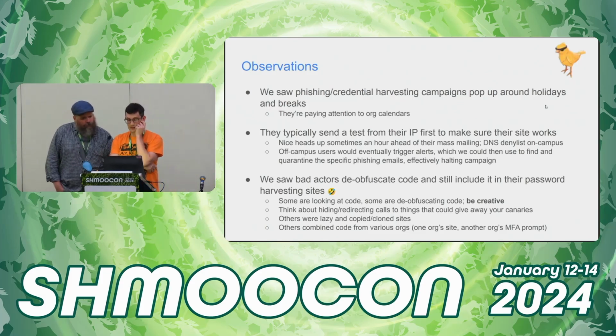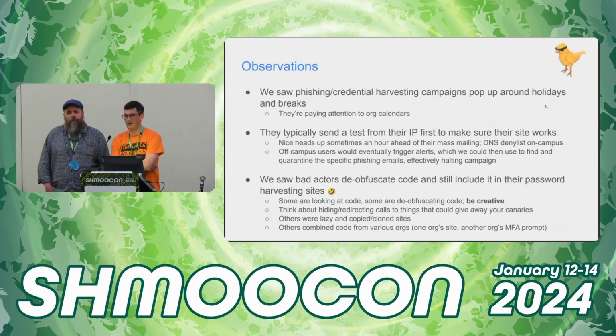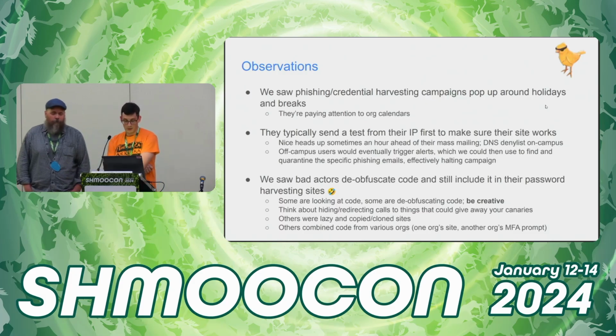Some more interesting stuff. We saw bad actors actually de-obfuscate code and still include it in their harvesting site. So some are actually looking at code. And if you choose to do this, be creative. You can be as creative as you want, and I encourage creativity in this. It's actually kind of fun. Think about hiding or redirecting calls to things that would give away your canaries. Other actors were just lazy and just copied and cloned the site, and that was it. I also saw some others combine code from various orgs, so one org's site and another org's MFA prompt, which is really weird. They were just Frankensteining stuff together.